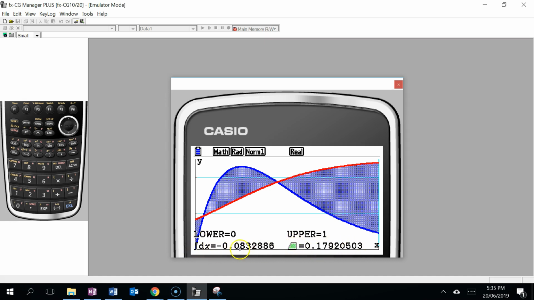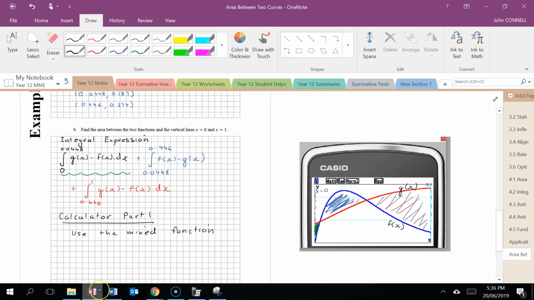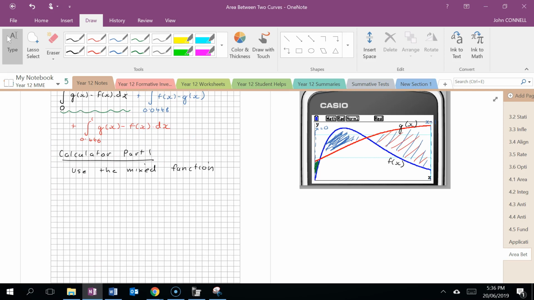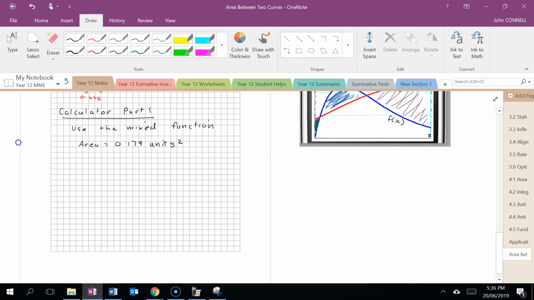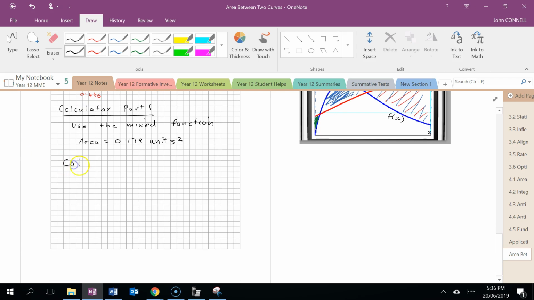But it also gives you the integral as well. So it gives you both. In this case, we want the integral. So we get that the integral, or the area, is 0.179 units squared. Now you might say, well, with this, that's kind of hard. I don't have that on my calculator. And that's because you've got a slightly older calculator, but it's nothing to worry about.